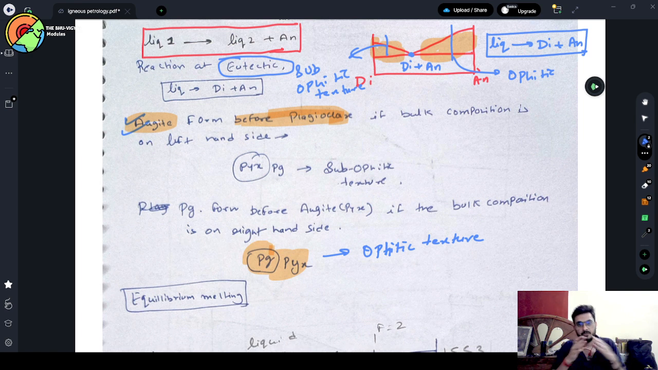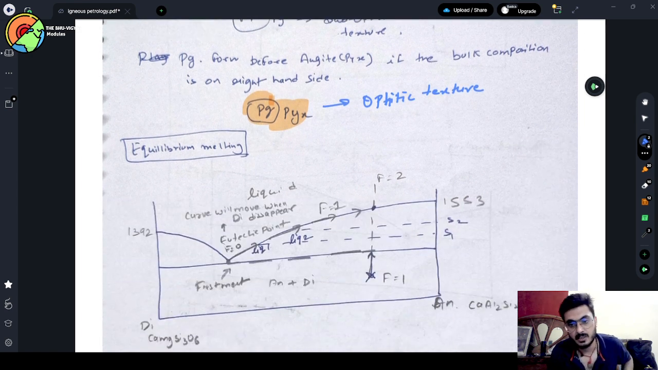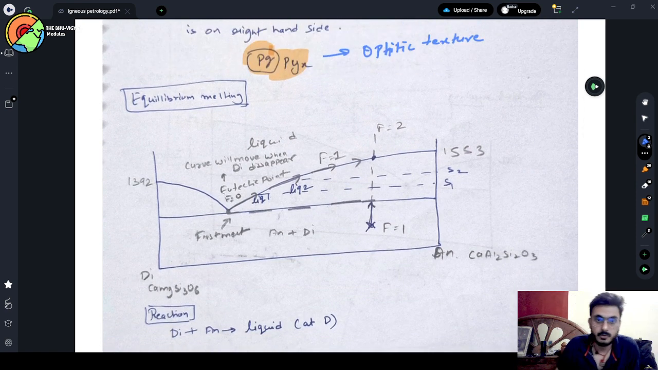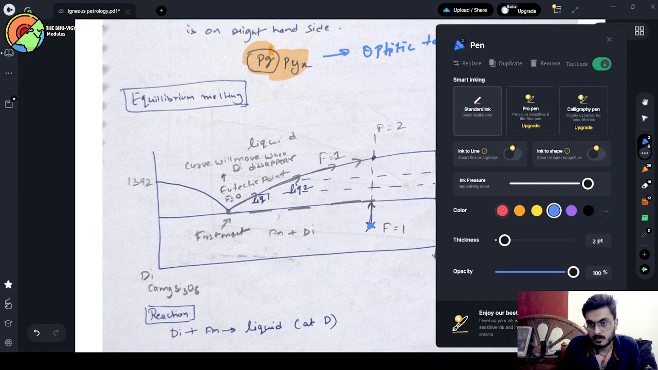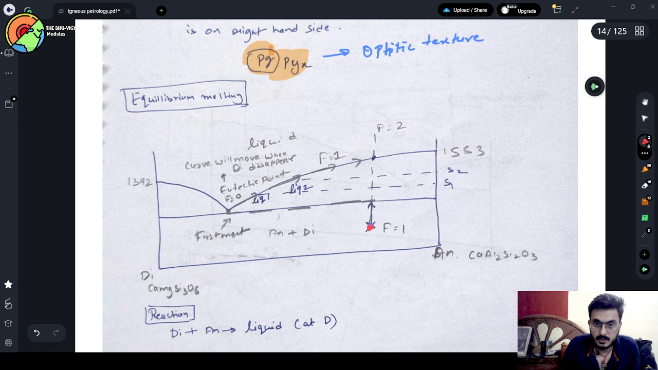Now everything which is happening here is in the case of equilibrium crystallization. Now in case of equilibrium melting, what will happen? Suppose our bulk composition is this one, and we will start to melt this. It will reach this point, and then it will directly jump to the eutectic point, where we will get our first melt.